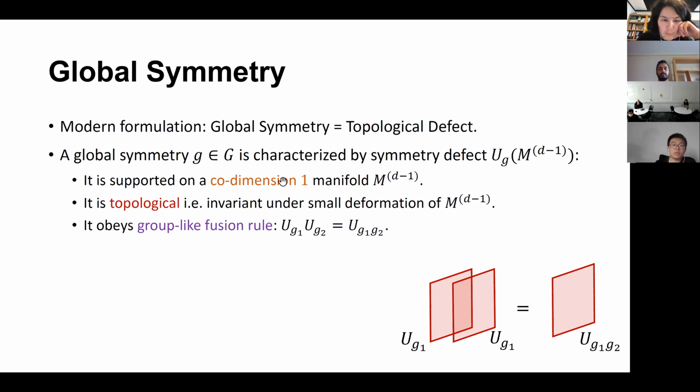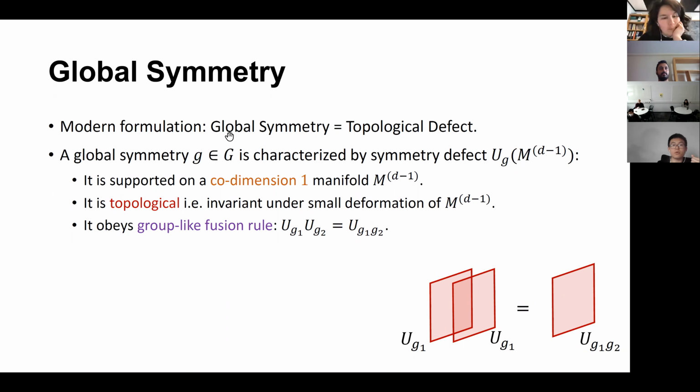The third property is that we can talk about fusions of these symmetry defects. This is what I've drawn here. Imagine that we have two symmetry defects placed parallel to each other. We can collide them because they are topological, and this will define a new topological symmetry defect for us. The way the fusion works is just how the group multiplication works in the group G.